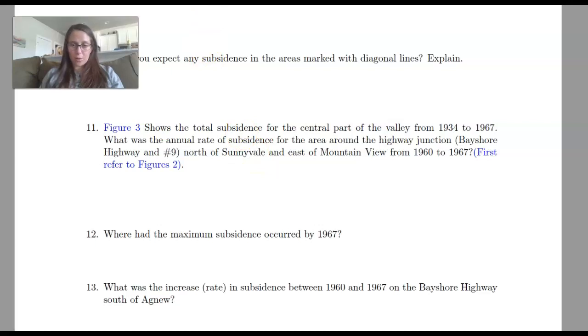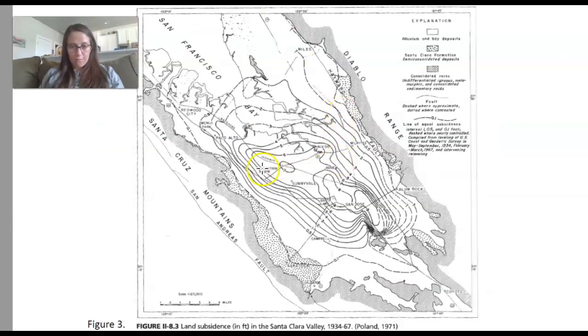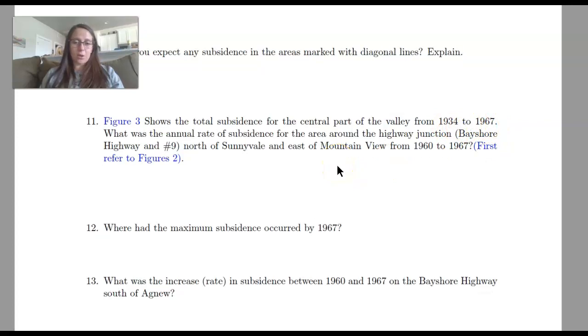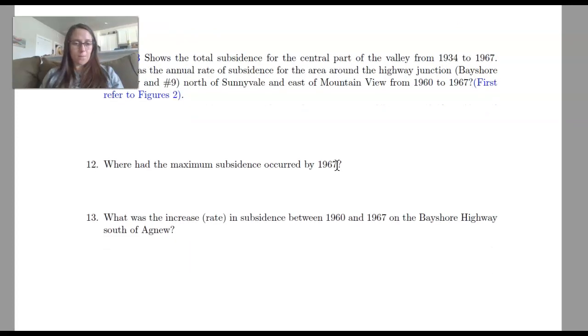So if we go to that location, so we have Mountain View right here, and we have Sunnyvale right here, and we have the Bayshore Highway number 9 right here. So it's hard to see, that's why I'm pointing them out in the video. So they're referring to this area right here. So you can answer that question. And then remember that here they're asking you for the annual rate of subsidence. So you need to take into account the years in between and then the amount of subsidence that there was between those years to answer the annual rate of subsidence.